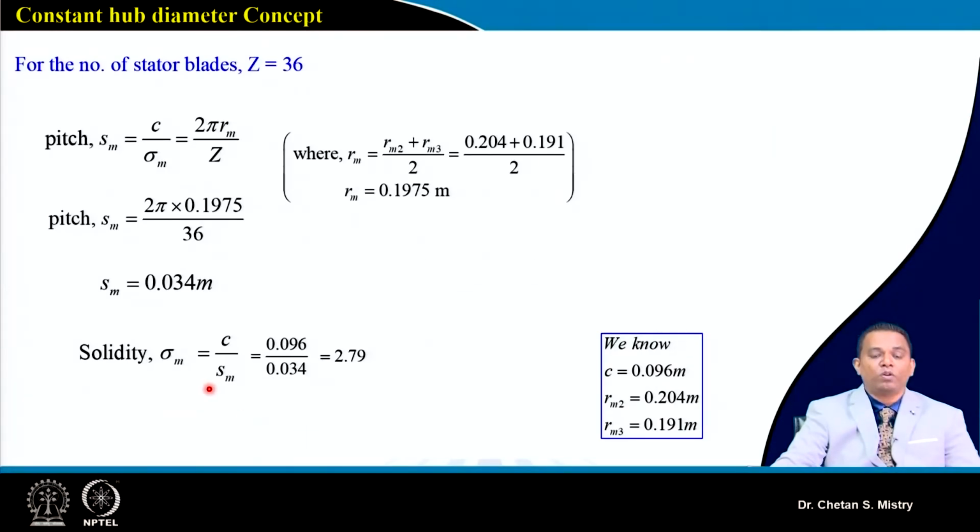So once we know our number of blades, say for the earlier design we have taken the number of blades for the stator as 36, the same number of blades we are configuring here. If we select that, we will have a pitch of 0.034 meter, and my solidity at the mid station is coming 2.79.